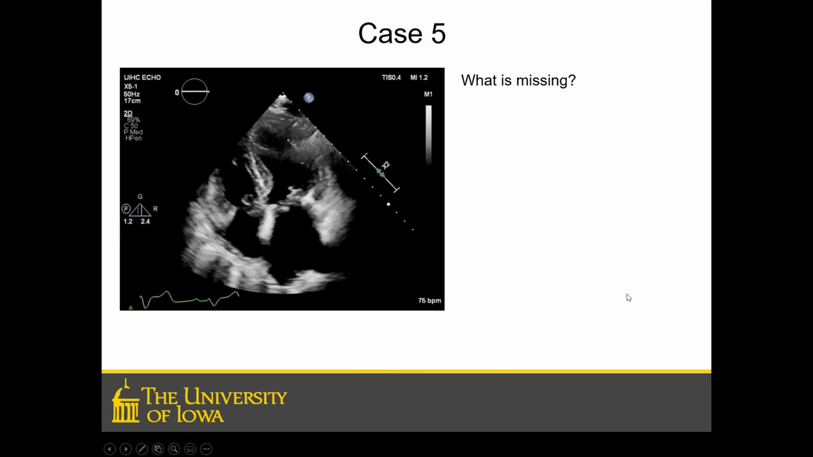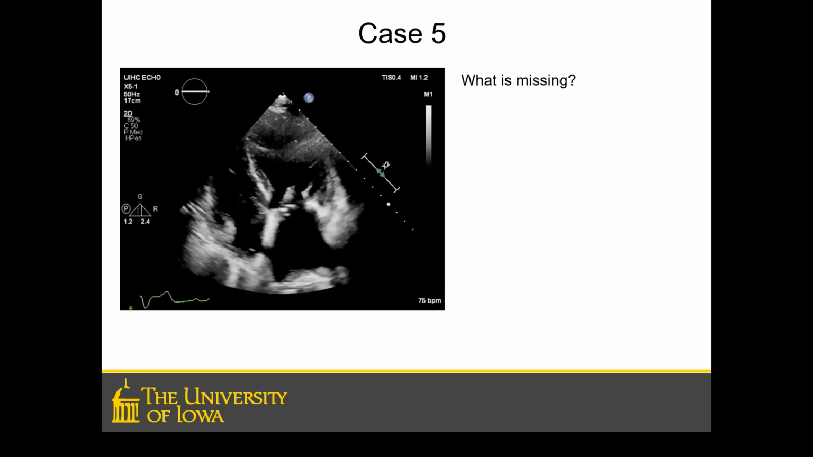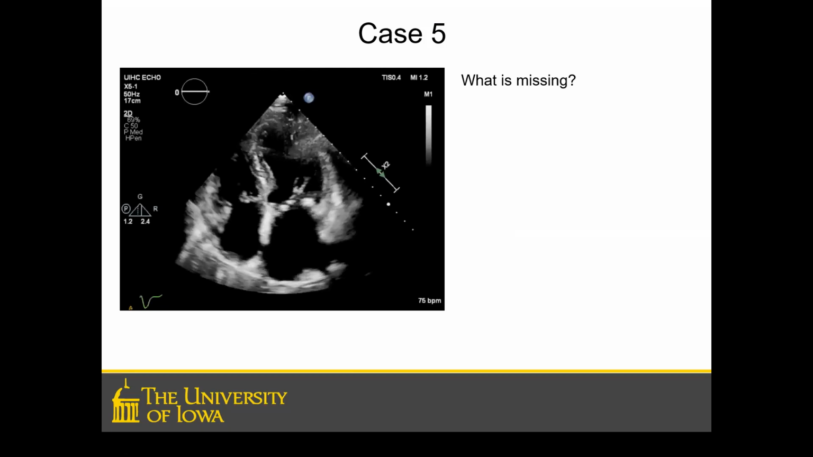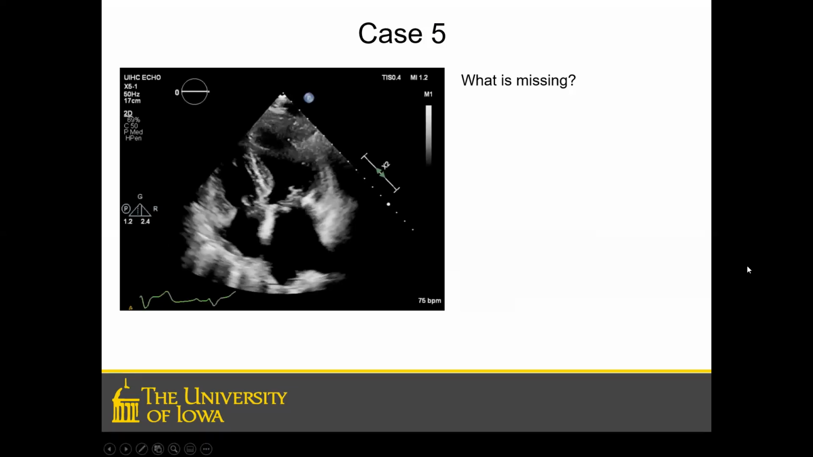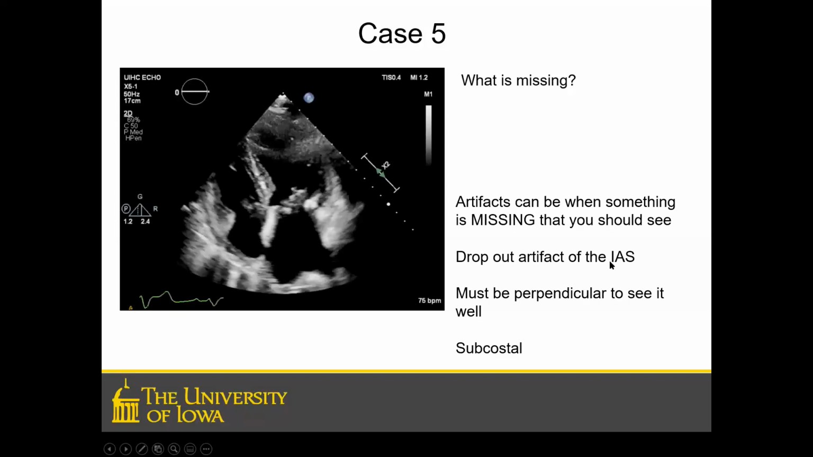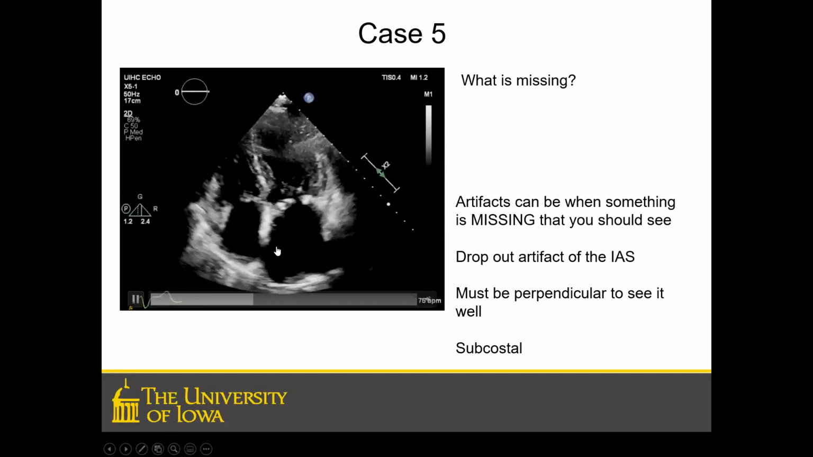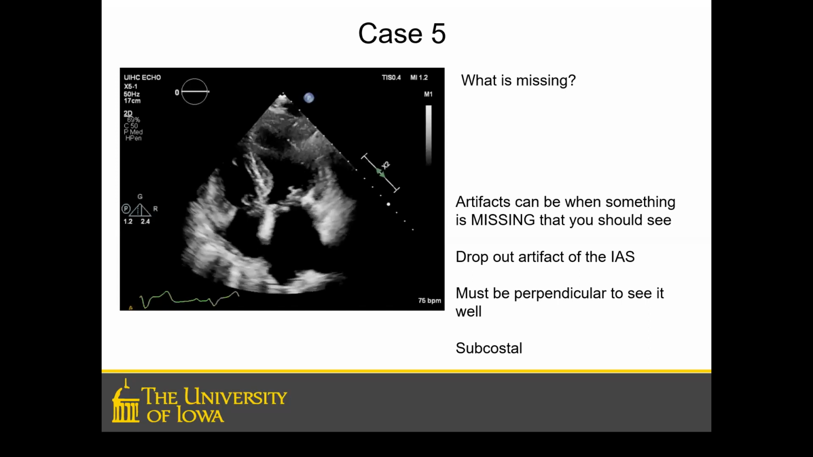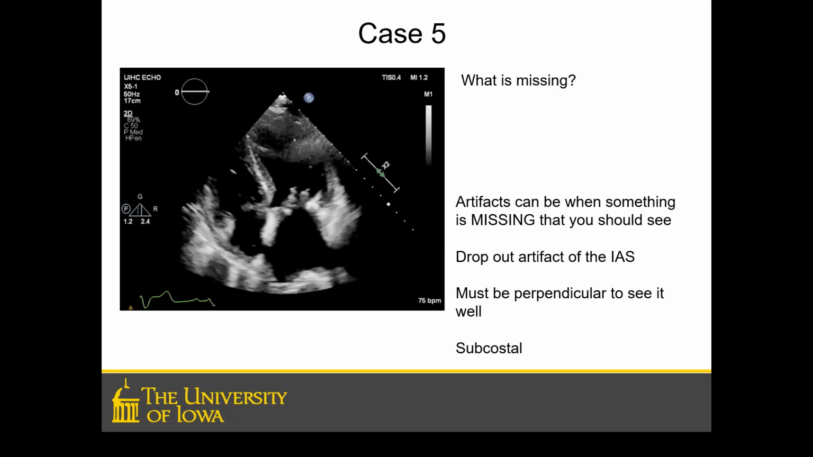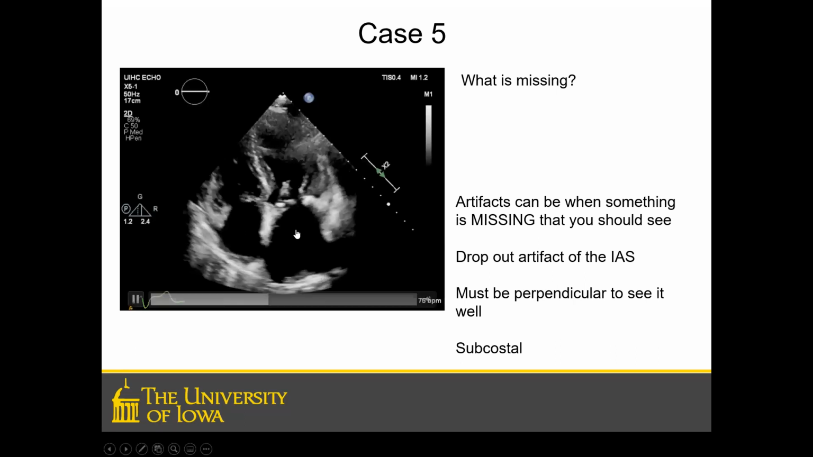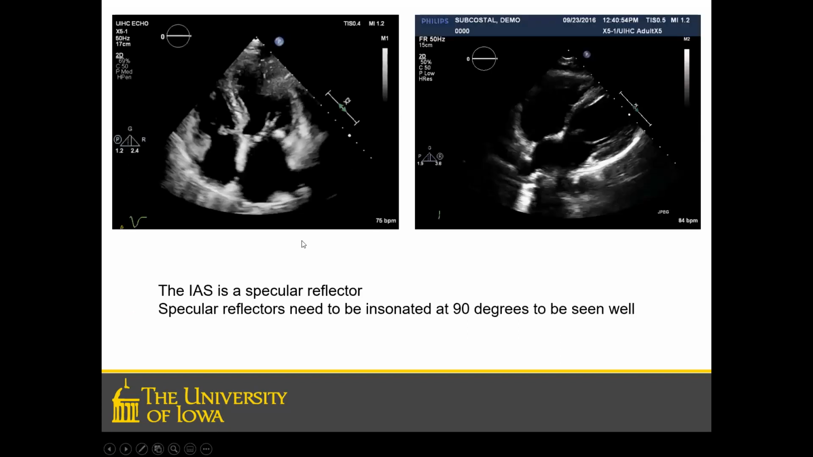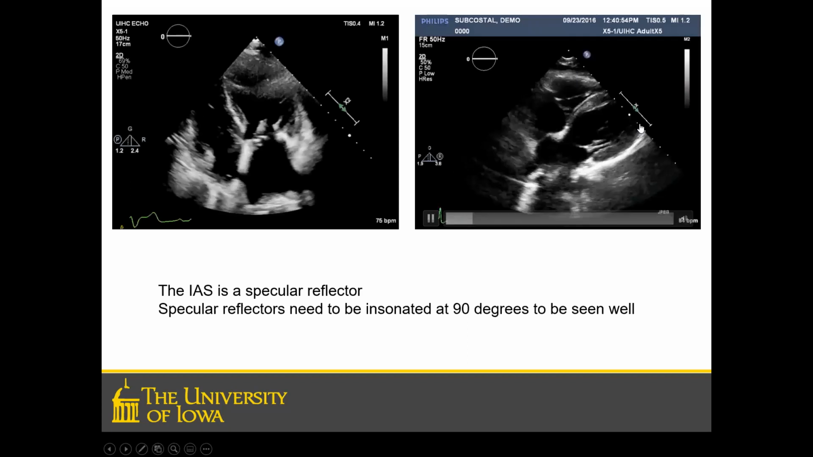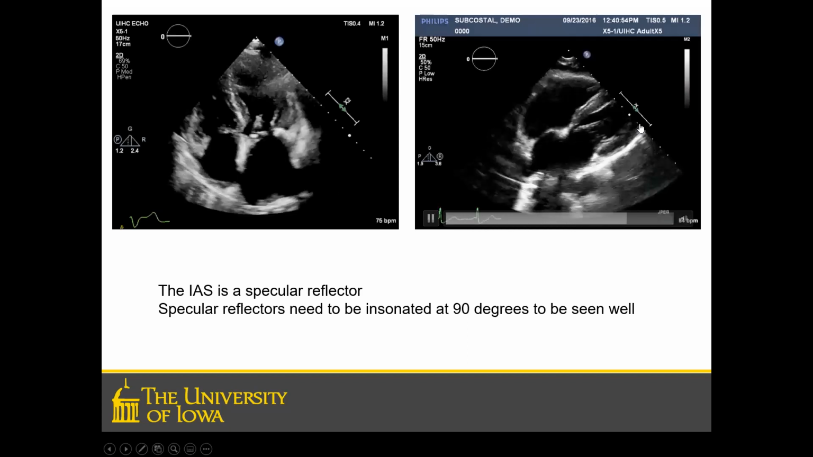All right, so in this 4-chamber, we can ask the question, what is missing? You may or may not even notice it's missing because you get so used to seeing it missing. The interatrial septum is missing right here. The reason that's not seen is because we're parallel to that specular reflector instead of being perpendicular to it. We'll be able to see that better in a subcostal. So here's our subcostal, and you can see the very thin area of the fossa ovalis nicely.